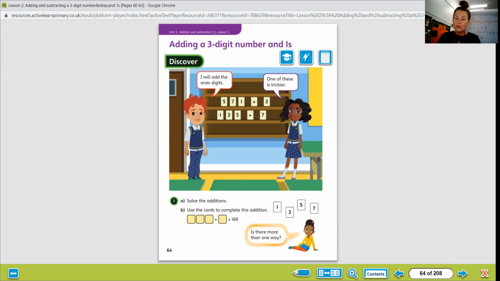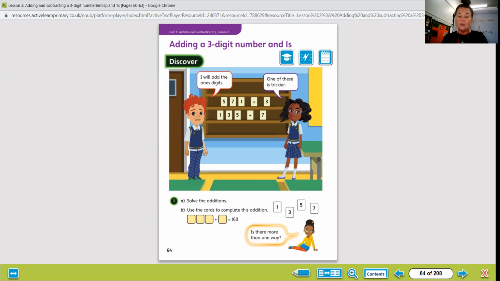As always, can you get your jotters out and put today's date, which is the 26th of the 1st, 2021, and your title is adding a three-digit number and ones, which is on the slide in front of you. Okay, when you've done that, we are going to move straight on to question A.